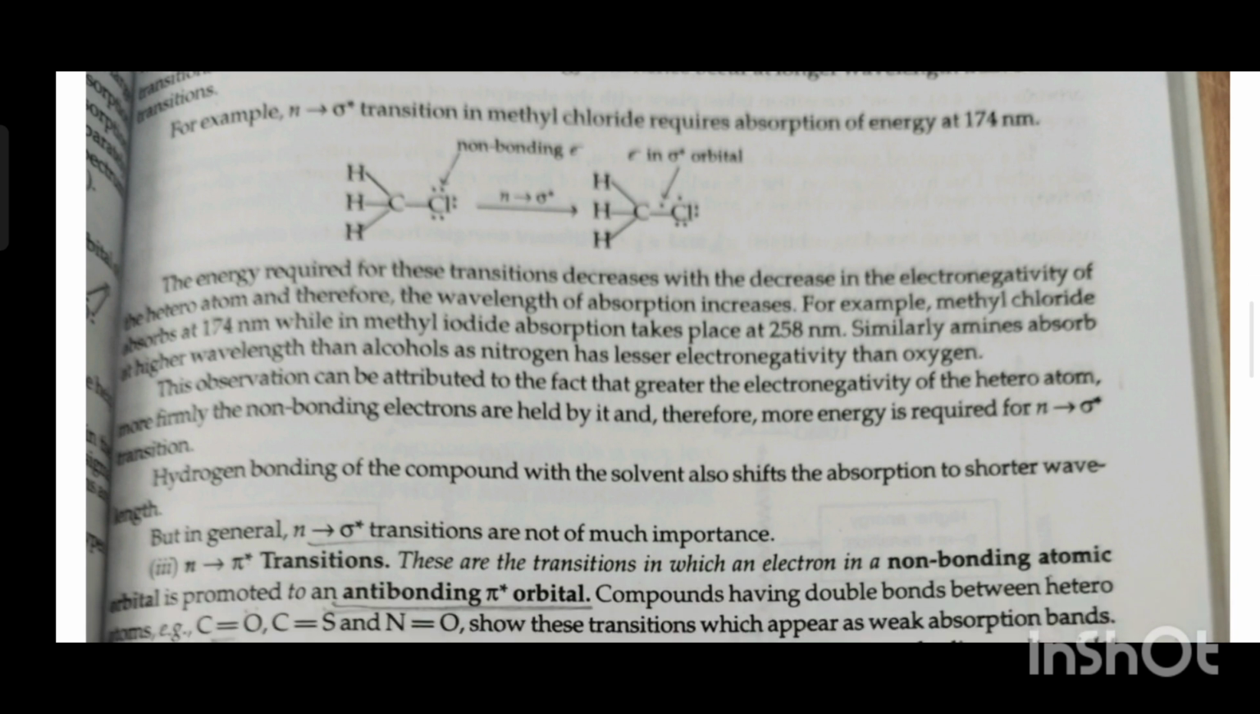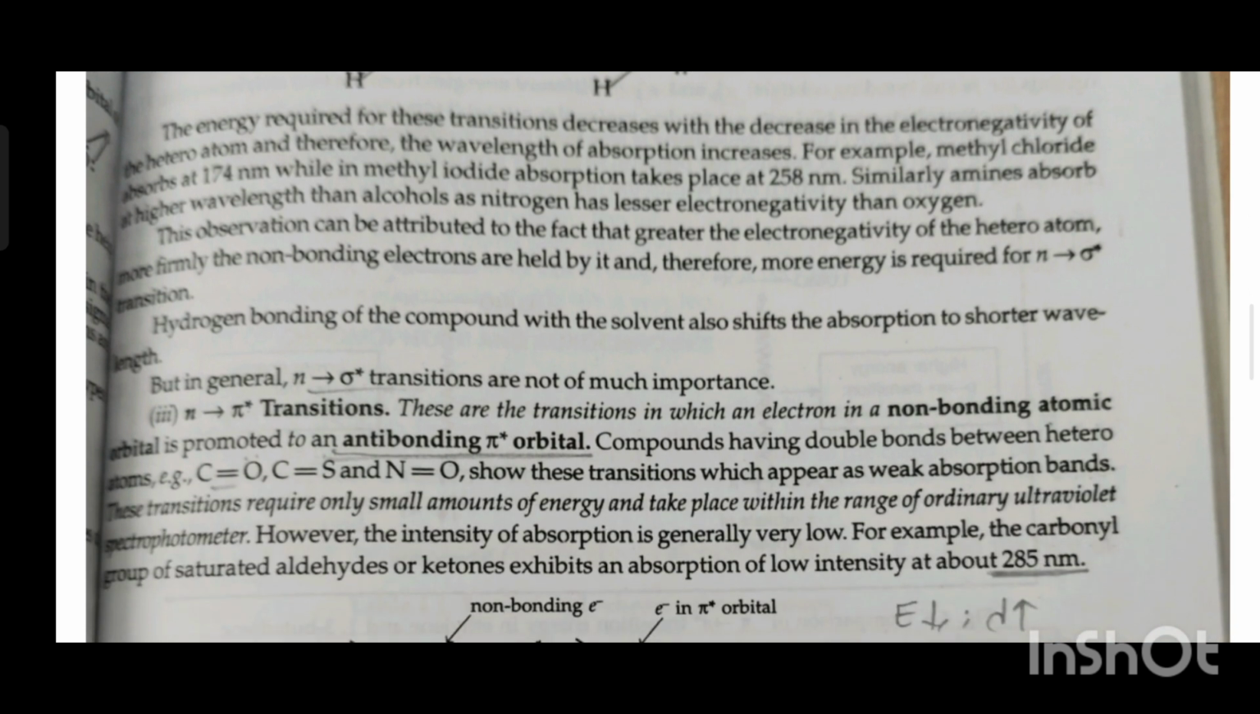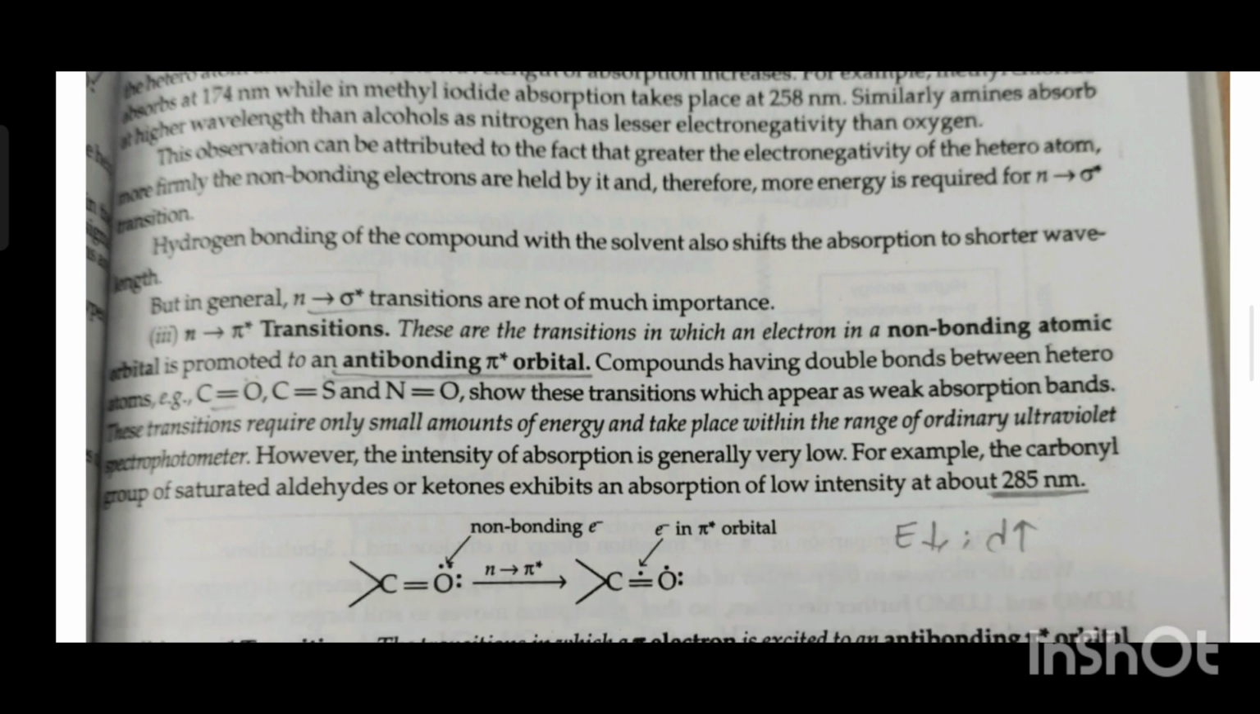These observations can be attributed to the fact that the greater the electronegativity of the heteroatom, the more firmly the non-bonding electrons are held by it, and therefore more energy is required for n to sigma star transition. Hydrogen bonding of a compound with the solvent also shifts the absorption to a shorter wavelength. But in general, n to sigma star transitions are not of much importance.